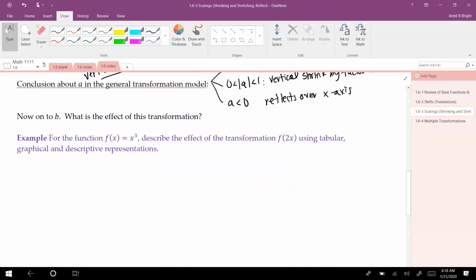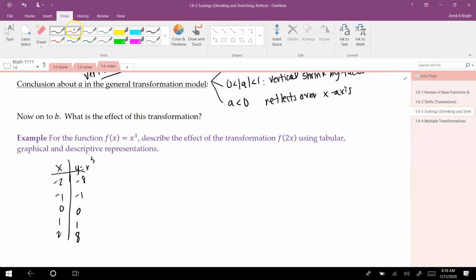Let's see here. So we have a new function. This one, we have x and y. We have -2, -1, 0, 1, and 2, and this y is going to be the cubing function, so this is going to be -8, -1, 0, 1, and 8. Okay, and now it says the effect of 2x, so this is b, right? We're saying b is 2 now.